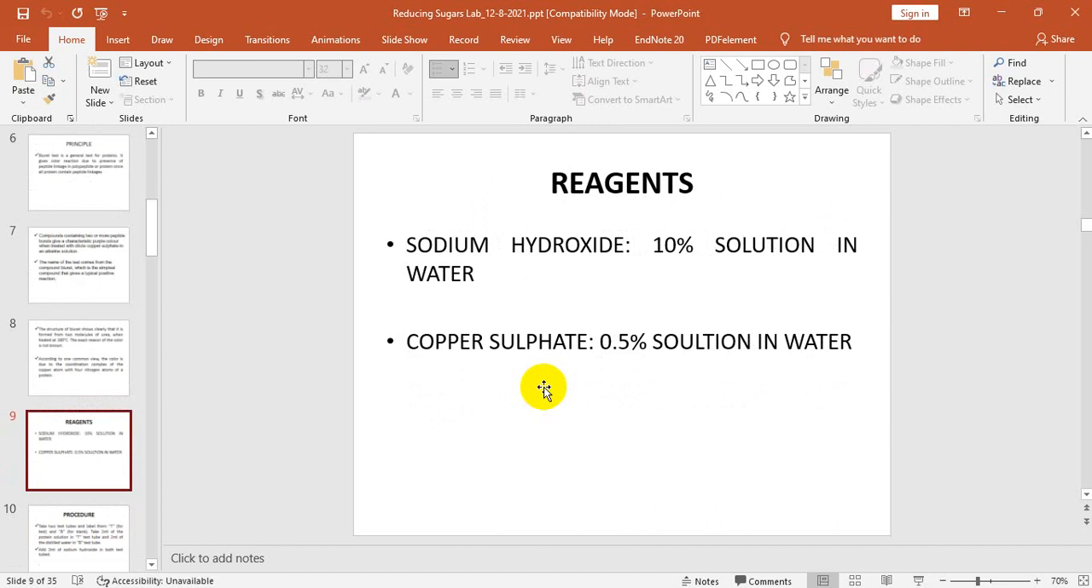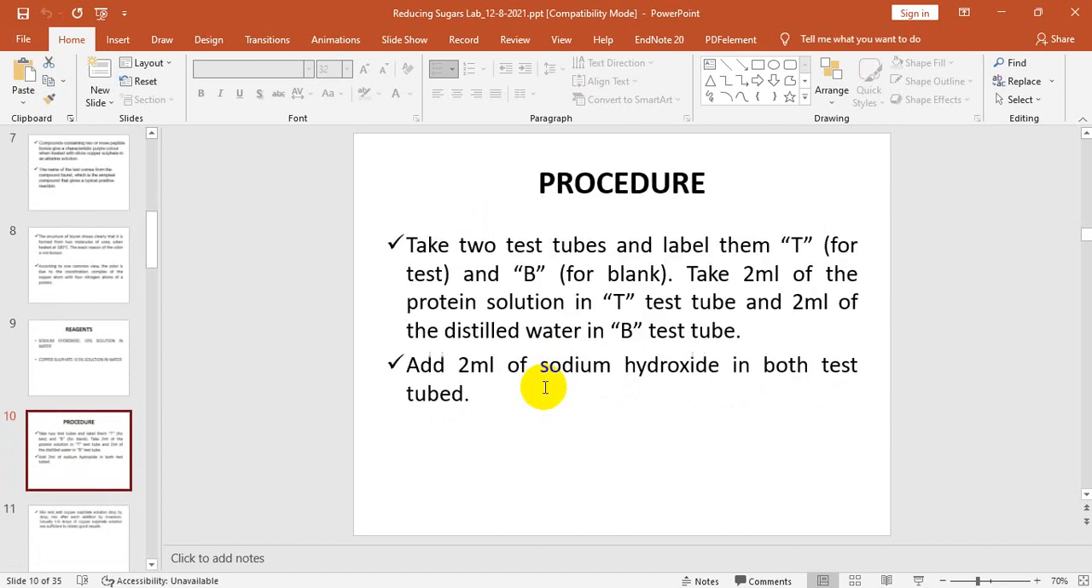So these are the reagents that it requires. The procedure is spelled out here, so go through it in your slides.